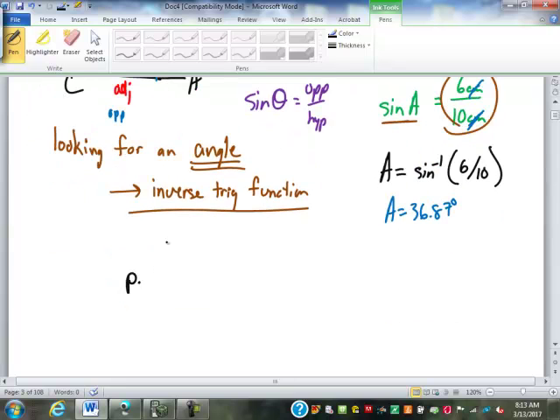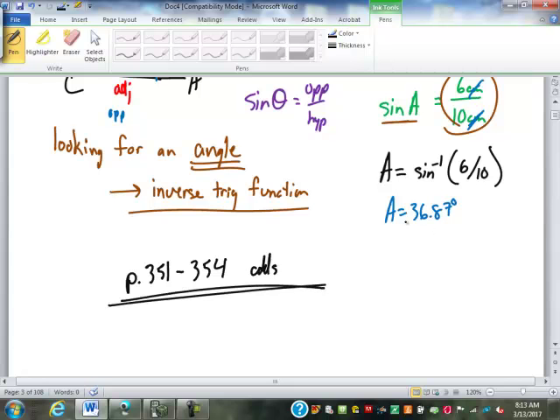I'm going to be giving you a new packet here. Page 355 through 354 in this new packet. Work on the odds. Finding missing angles and missing sides.